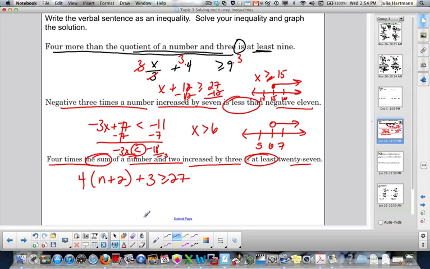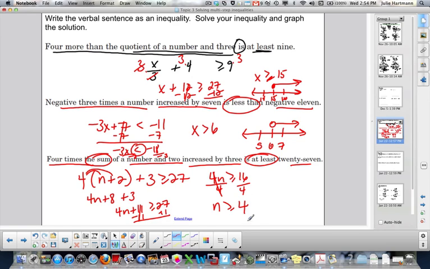Okay, just a couple of steps here to solve it. Distribute 4n plus 8 plus 3, so that's 4n plus 11 is greater than or equal to 27. We're going to minus the 11, gives you 4n is greater than or equal to 16, and divide by 4. So n is greater than or equal to 4. Okay, so graph that. Greater than or equal to is a closed circle, greater than to the right.